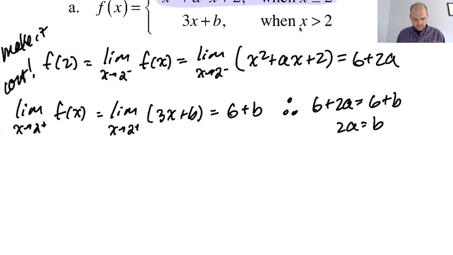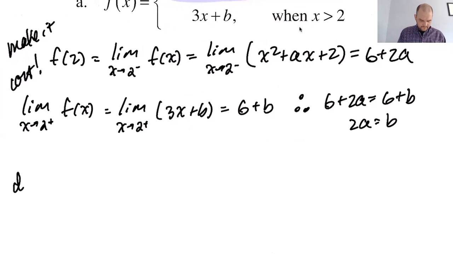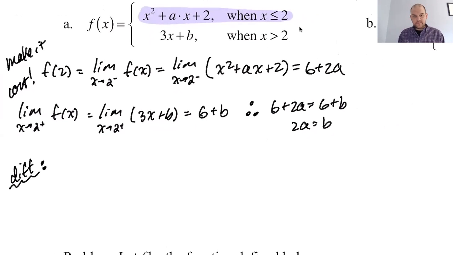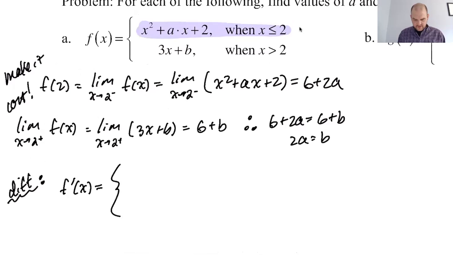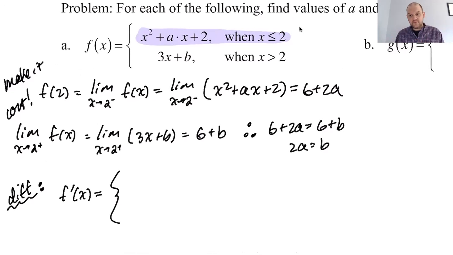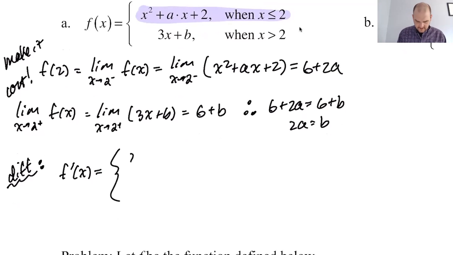Now the differentiable part. What we do for this is we're going to find f prime. So f prime is going to be piecewise, though. F prime of x is going to be, all right, we're going to take the derivative of the upper branch and get 2x plus a, power rule, all the way through. So 2x plus a, but that's only valid when x is less than 2.